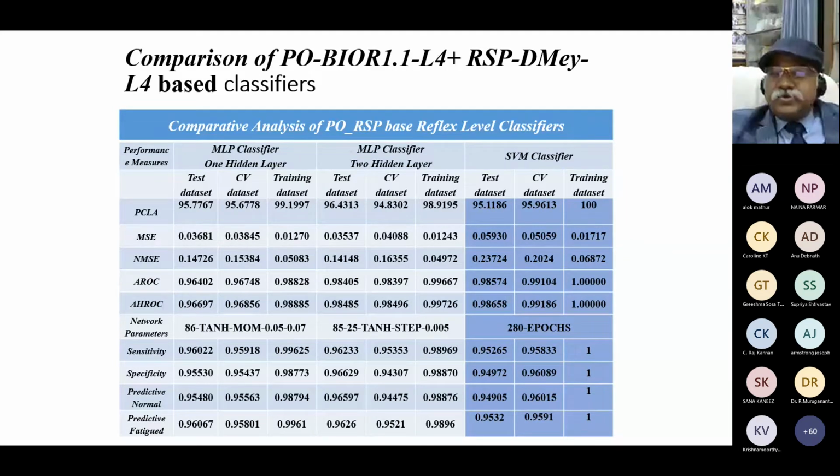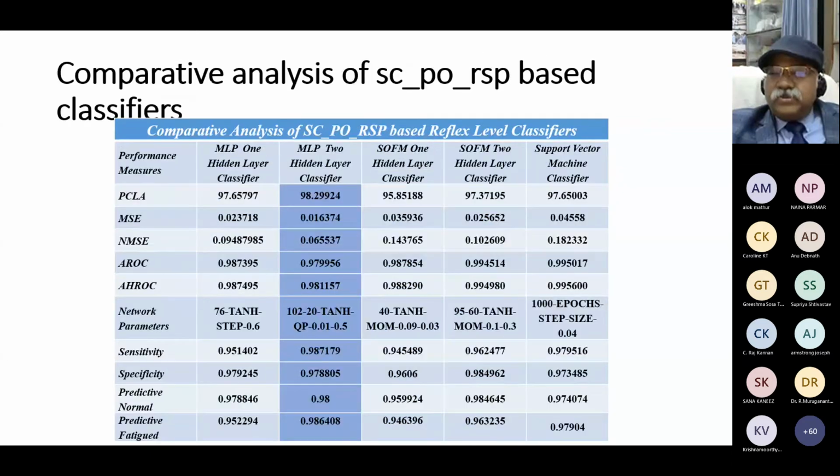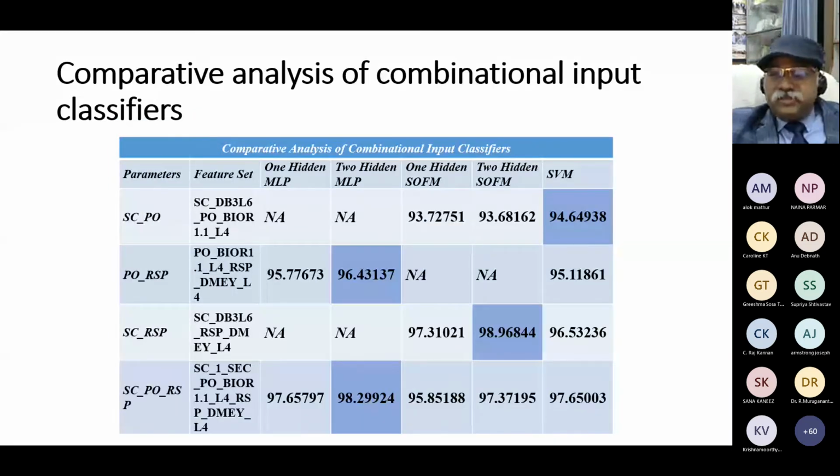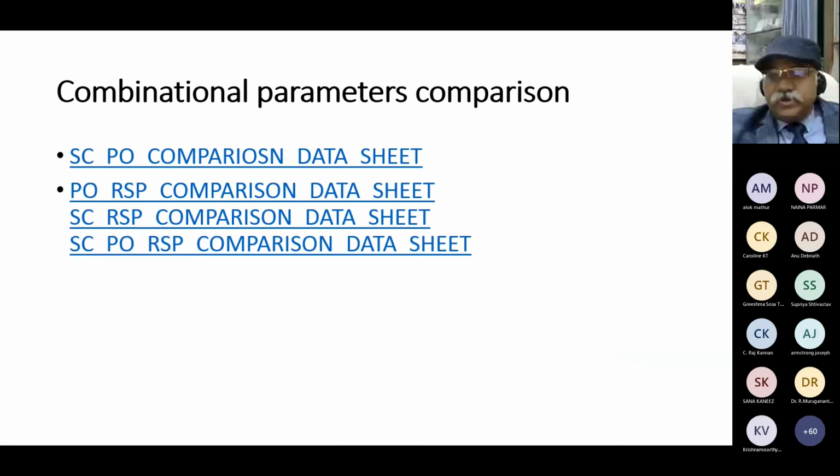Similarly for the other 2 combinations, the third combination of 2, then next is the combination of all 3. When all 3 feature sets were mixed together, they were tested on MLP 1 hidden layer, 2 hidden layer, SOFM 1 hidden layer, 2 hidden layer, and SVM. MLP 2 hidden layer has given the best results. This is the comparative analysis of combination-of-input classifiers. SCPO means 2 signals, PORSP and like that, SCPORSP, all three together. So this is the status: the accuracy has been improved with multiple features mixed together, and then the combinational parameter comparison and all that.